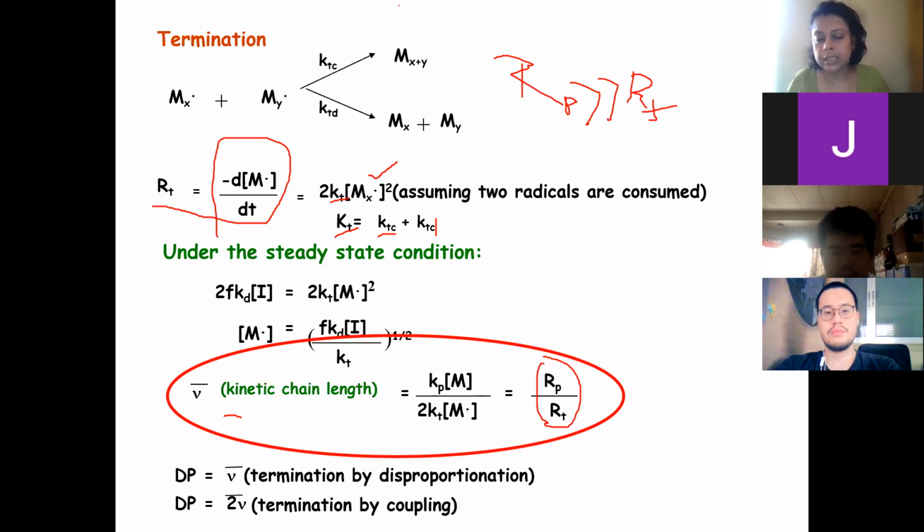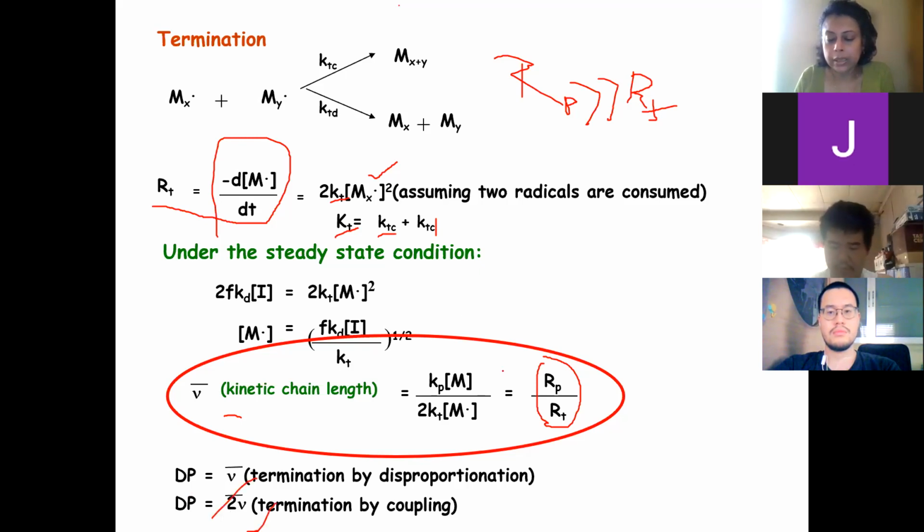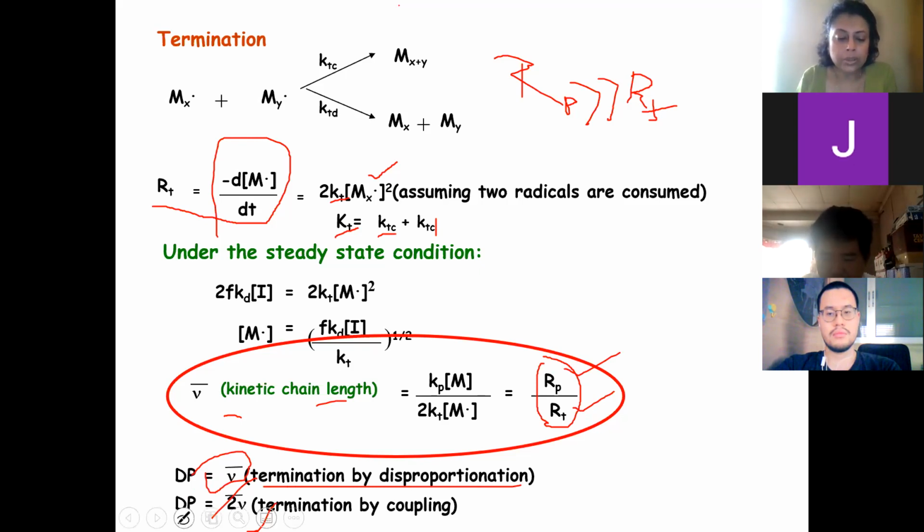But if it is Rt greater than Rp, or Rt is equal to Rp, I will get shorter chains or telomers. So the degree of polymerization, which gives the length of the chain, depends on the ratio of Rp and Rt. This is called the kinetic chain length. So DP is directly equal to the kinetic chain length if there is disproportionation. If it is combination, now two chains are combining, so now DP is 2 times the kinetic chain length, which again depends on Rp by Rt.